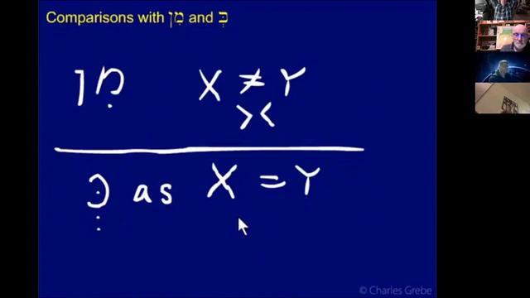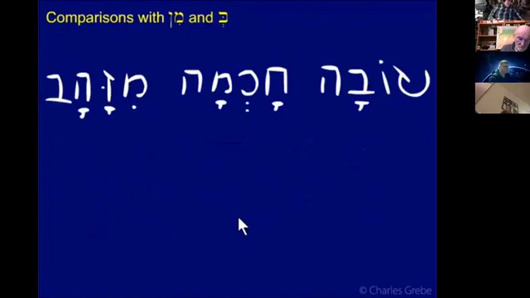But let's take a look at min a little bit. Here's a sentence. Let's read it together. Tova chochma me-zahav. Okay, let's ignore this portion for a moment. Tova chochma. Tov is good, we've come across that word. Chochma is wisdom, this is the noun. Here we have an adjective, and we know this is a predicate adjective, or at least it's a good guess. It agrees in gender and number. It happens to agree in definite status as well, but so what?